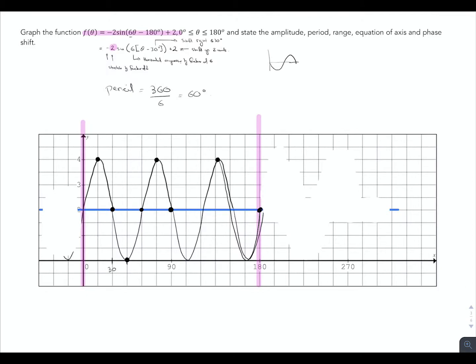So the amplitude is 2. The range is from 0 less than or equal to y less than or equal to 4. That's the topmost point, the maximum. The equation of the axis is going to be y equals 2, or just the k value, and the phase shift is 30 right. And that is your graph.